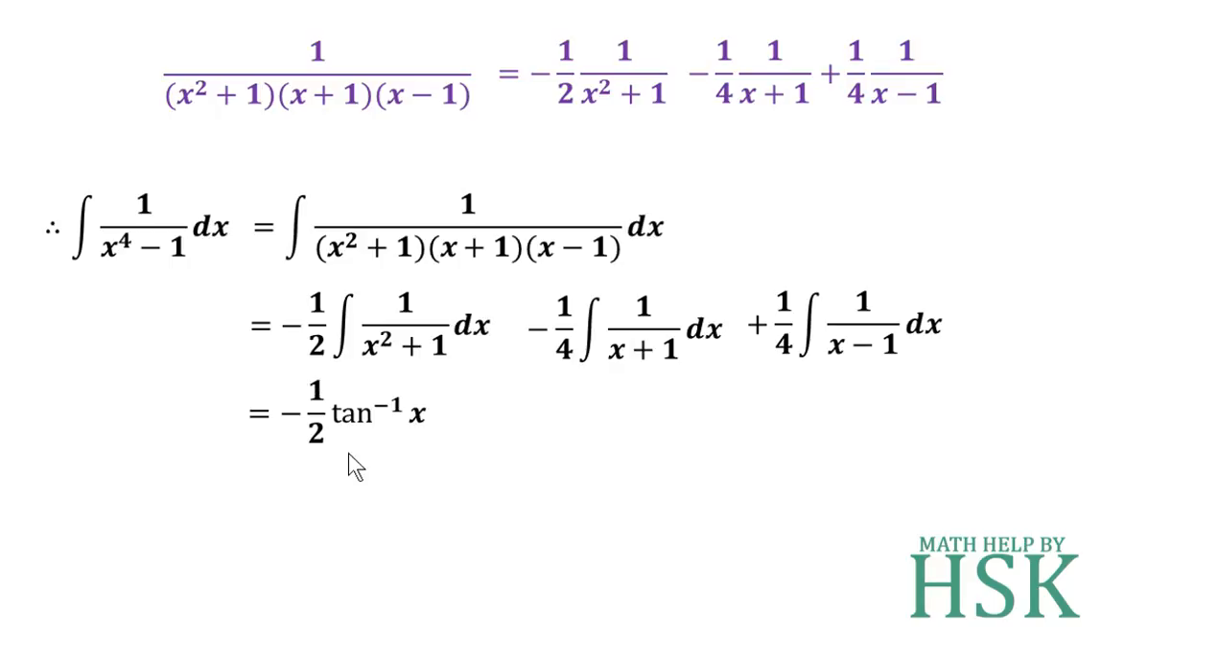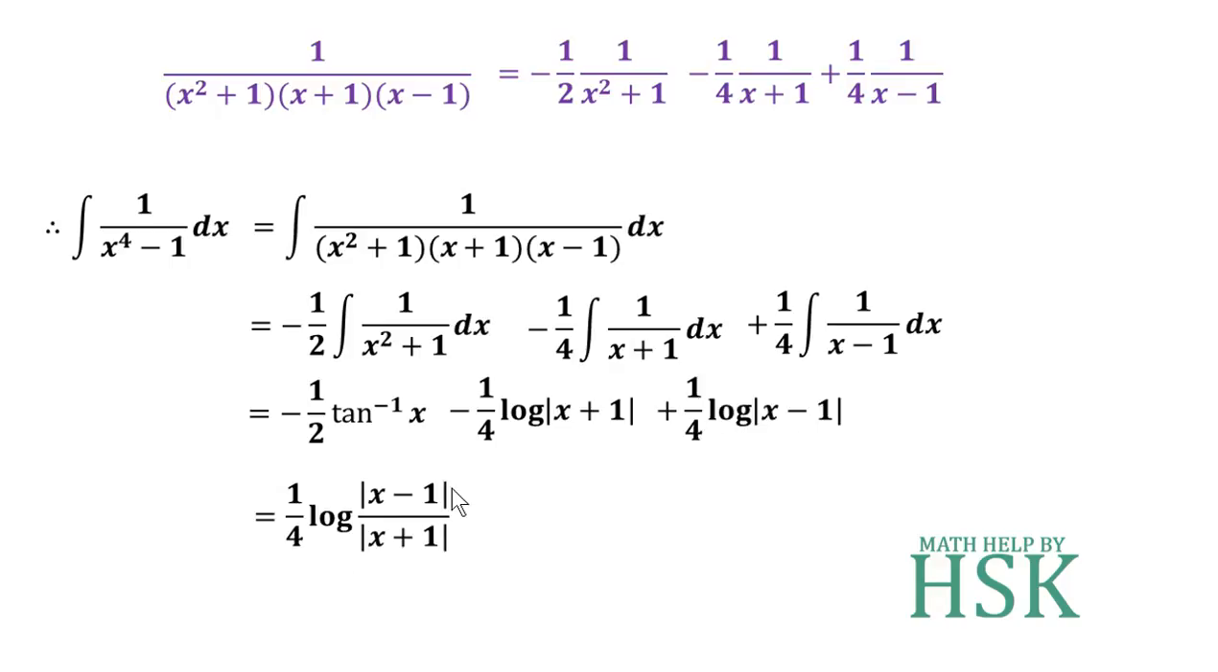So I'm going to get this as minus 1 by 2 tan inverse x minus 1 by 4 times log of x plus 1 plus 1 by 4 times log of x minus 1, or from these two terms I can take 1 by 4 common. So I'm going to get log of x minus 1 minus log of x plus 1. So log of x minus 1 upon x plus 1 minus 1 by 2 tan inverse of x plus c, that is the constant of integration, and this is my required answer.